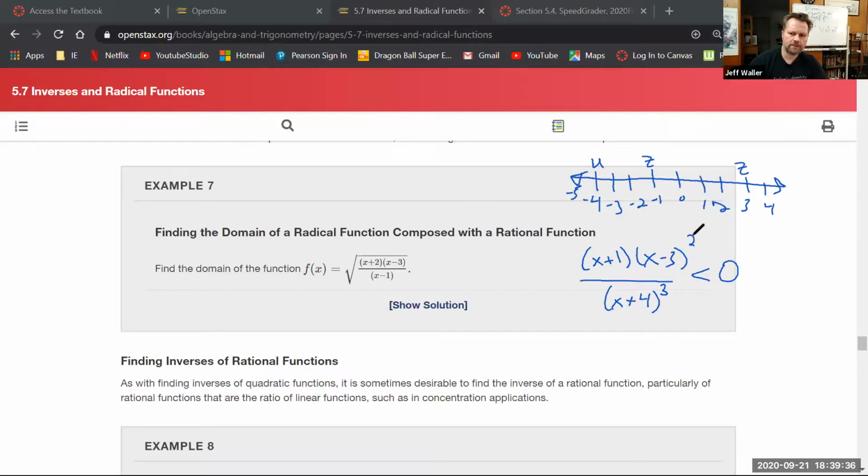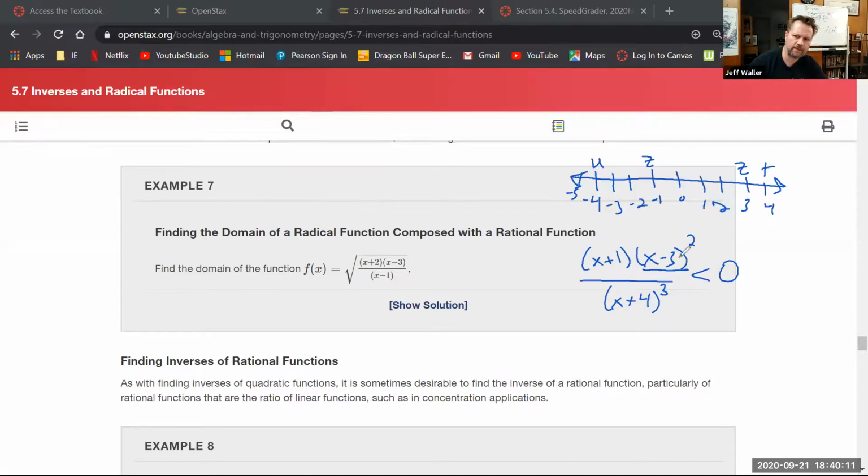Now watch. This is the only one that's got an even multiplicity, right? Even power. So what's it going to do around 3? Is it going to change sign around 3? No, because on one side of 3, this is positive. On the other side of 3, this is positive because it's squared, right? So any even powers will make it stay the same sign around that number. So if I plug a 4 in, positive, positive, positive, that's positive.